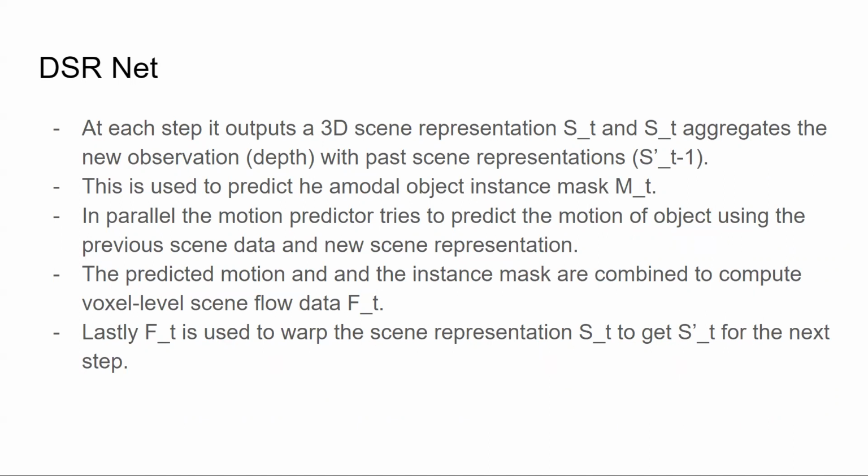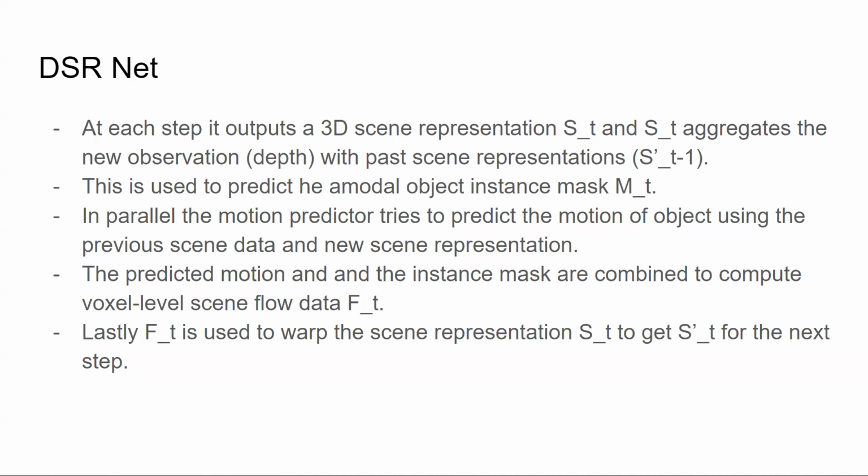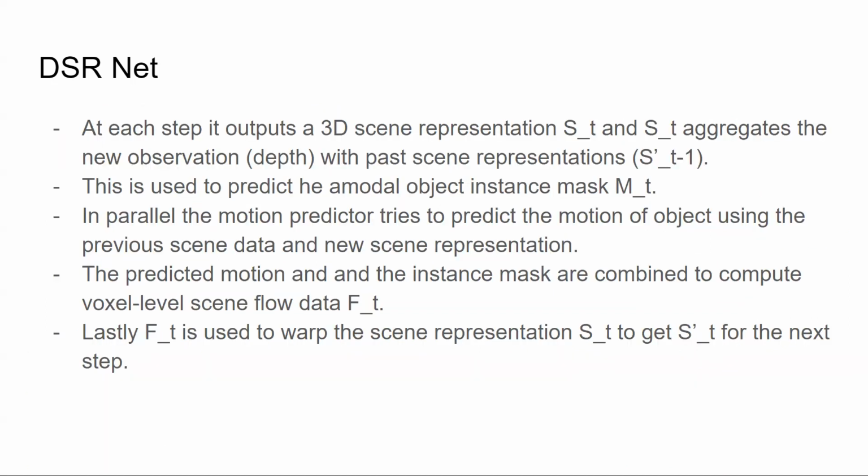This is not correct. The previous scene data is not correct, just that particular scene representation, because it is not taking in the information from the previous scene anywhere. You're right. It is not taking in the information from the previous scene. The predicted motion and the instance mask are combined to compute the warped representation. And lastly, the FT is used to warp the scene representation to get the S-T for that time step, which can be used in the next step.